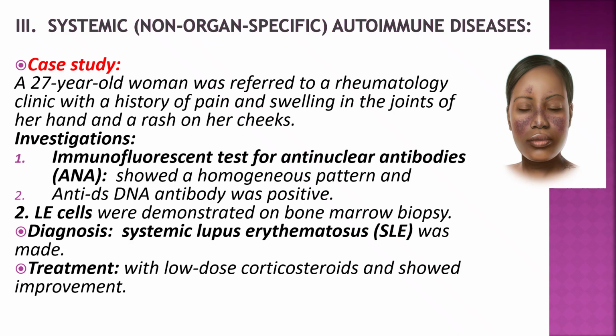Third type is systemic, that is non-organ specific autoimmune disease. One case study is there. A 27-year-old woman was referred to a rheumatology clinic with history of pain and swelling in the joints of hand and rash on the cheeks. Investigations: immunofluorescent test for anti-nuclear antibodies, that is ANA, showed homogeneous pattern, anti-dsDNA antibody positive. LE cells were demonstrated on bone marrow biopsy. Diagnosis, systemic lupus erythematosus, SLE, and treatment with low-dose corticosteroid showed improvement.